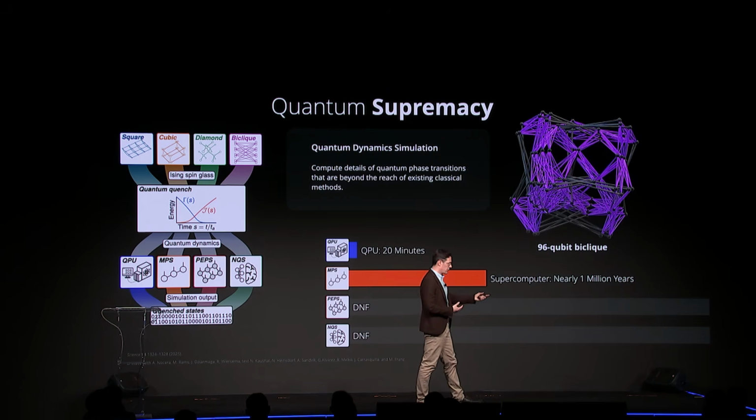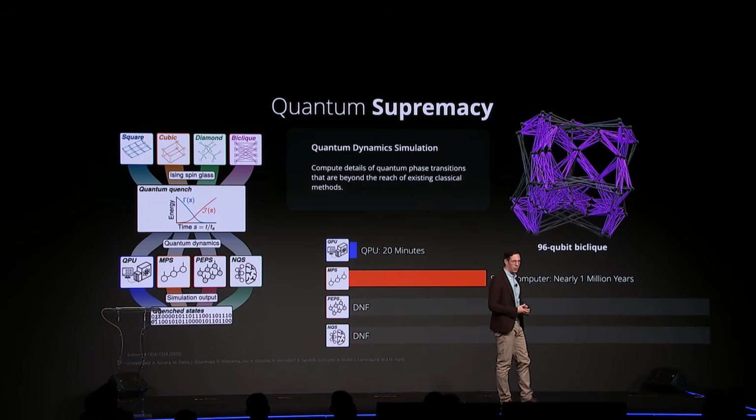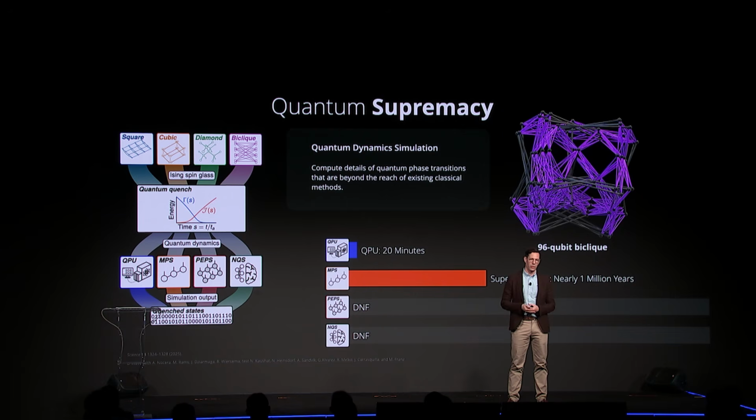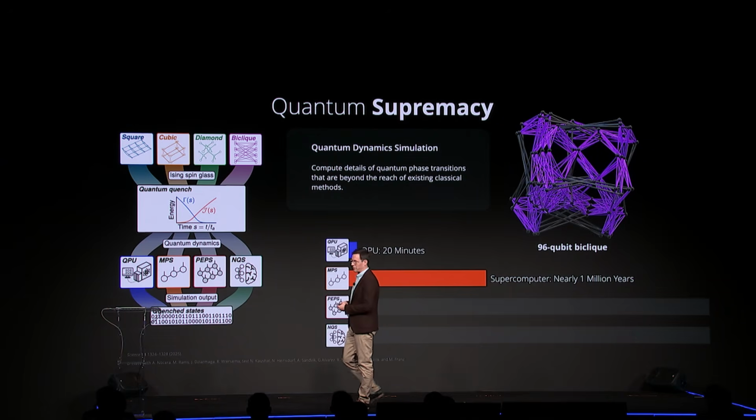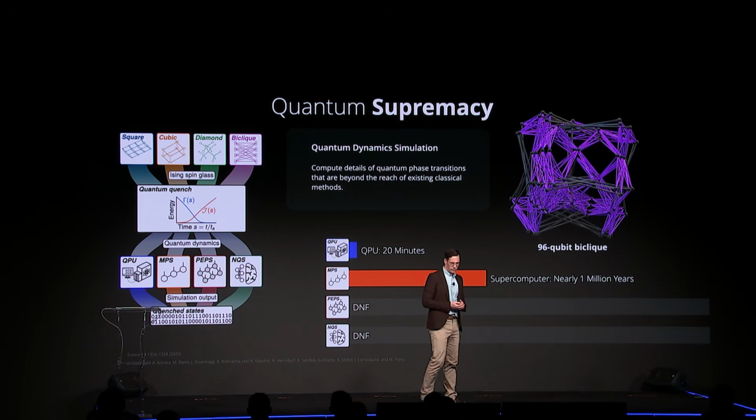And we can extrapolate this to the largest simulations we could do with a D-Wave processor, and we found that it would take almost 1 million years for some of these simulations on a GPU-based supercomputer, Frontier, which was at the time the fastest supercomputer in the world. Okay, so that's it for annealing.